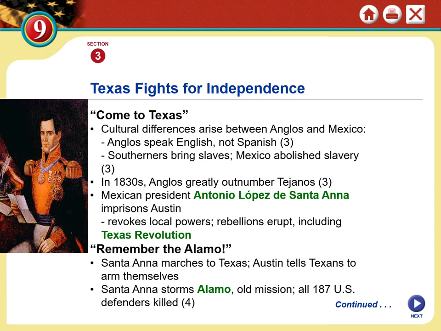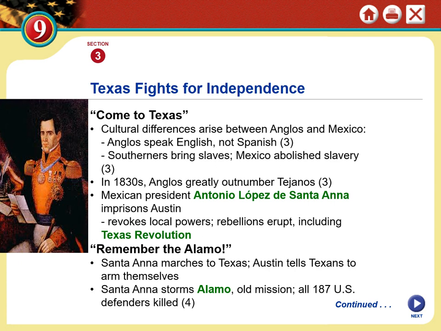Now, by the 1830s, there were more Anglos than Tejanos living in Texas. So there were more ethnic whites than ethnic Spanish or mixed Spanish and Native American, what we call mestizos. So Tejanos were outnumbered by Anglos. I love the irony here. Mexico has an immigration problem. Those white people coming over that line, and they don't want to follow Mexico's laws, and they don't want to learn Spanish. And now the Mexican government is very upset. Again, the language barrier is something that naturally works itself out with immigration within a couple of generations. But the issue of slavery is yet again going to cause trouble.